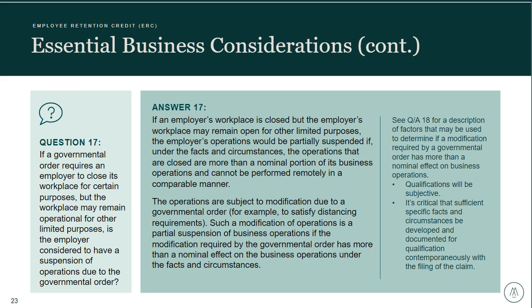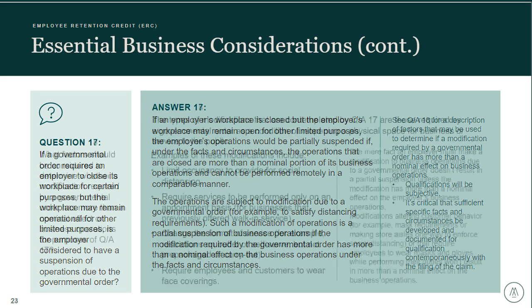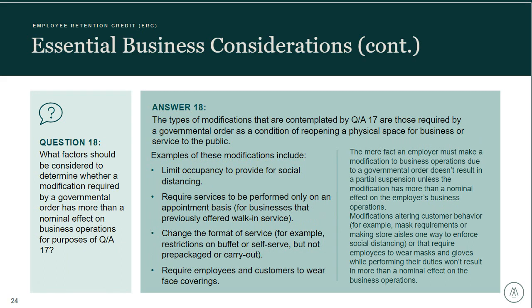All right, and so moving along. We're about at 50 minutes, so maybe I'll go over this one quickly so you can hit your last few slides, Craig. Question 18 from Notice 21-20 is what factors should be considered to determine whether a modification required by a government order has a more than nominal effect on the business operations. And this is just, I think, to Craig's points, a kind of vague issue and requires some development of the facts to document that the effect on the business was more than nominal.